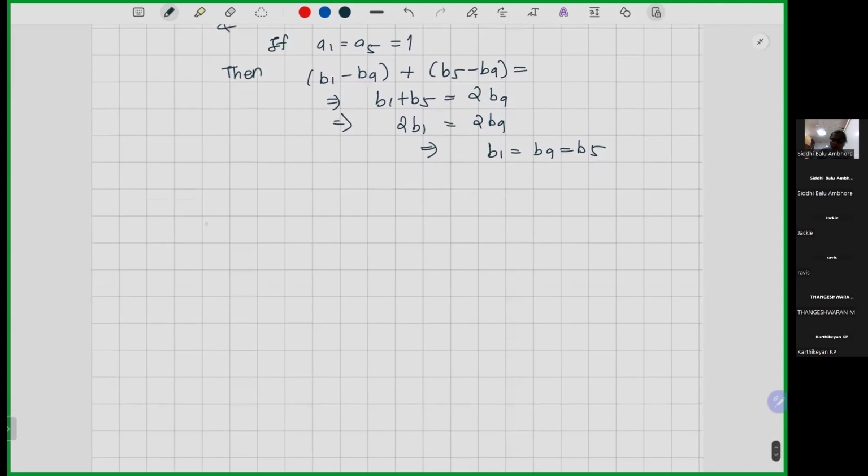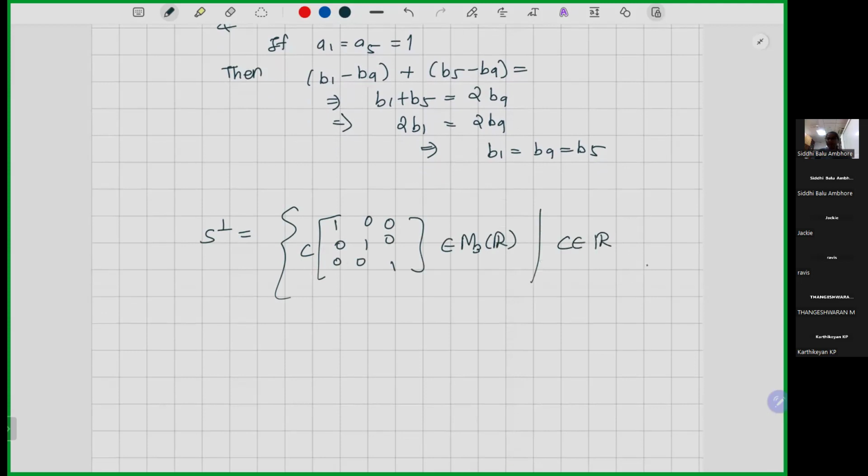Okay, so what we get is that this S perp actually becomes this: C times the matrix with 1, 1, 1 on the diagonal and 0 elsewhere, in M3R such that C in R. So the dimension of S perp will be 1. That's what I was trying to say.